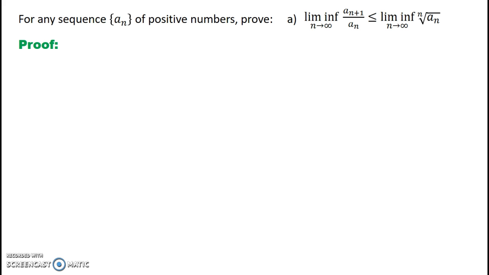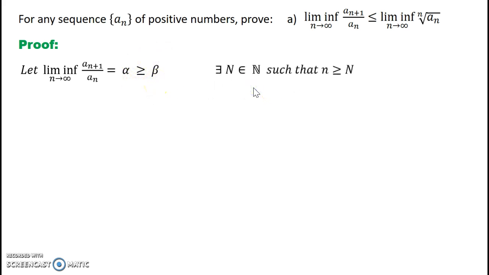To start off, we are going to take this expression here and let the limit of that expression be equal to alpha. We are also going to let that alpha be greater than or equal to beta, making beta a very small number. Here we know that there exists a capital N, which is an element of the natural numbers, such that a lowercase n will be greater than capital N, again making capital N some very small number as well.